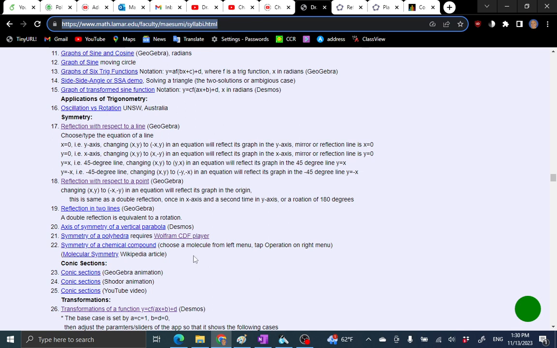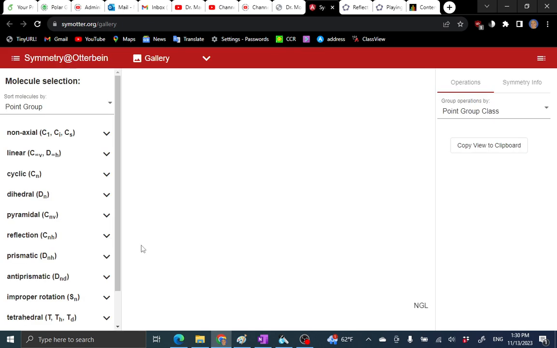There is a bit more about the issue of symmetry on my website. The link to that chemical compound website is listed there. Again, you can go through a large list of molecules with various kinds of symmetry. Take a look at that, play with this, and see how this issue comes up in that topic.